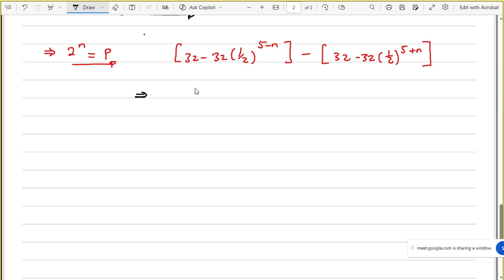So now to solve this, I'm just going to write everything to the power. Okay, so this is 32 minus this 32. I need to combine these two so that everything is to base 2. So this will be 2 to the minus 1, I change that, and this I write as 2 to the power 5. But we know that this one is to the power 5 minus n. Everything we subtract.